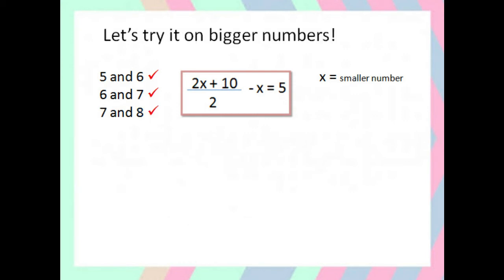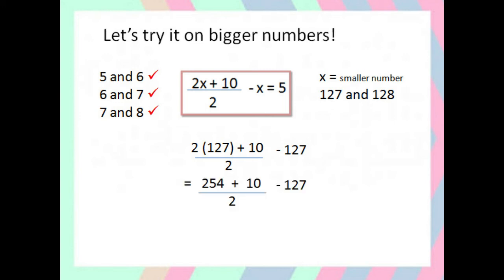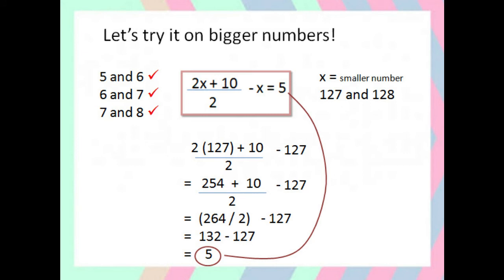Now, let's try it on bigger numbers to test if it still satisfies the answer 5. I pick 127 and 128, so x will be 127. 2 times 127 plus 10, all over 2, minus 127. 2 times 127 is 254, plus 10 is 264. 264 divided by 2 is 132, minus 127 is 5. So again, even if the two consecutive numbers are bigger, our conjecture still satisfies the answer 5.